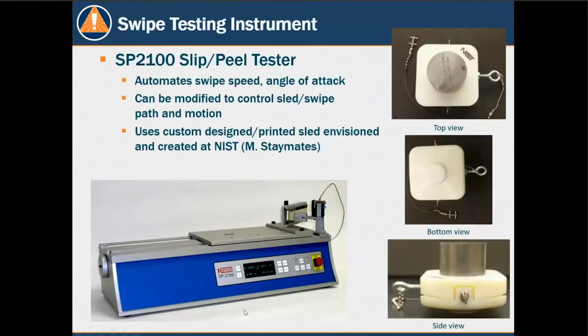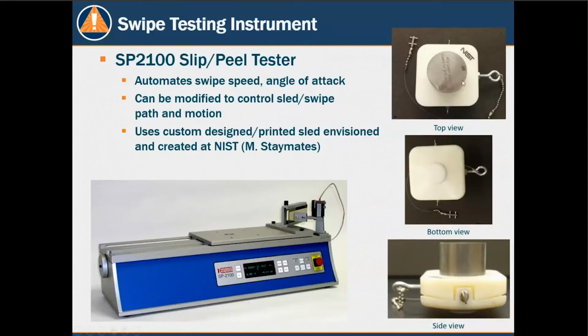Okay, so the slip peel tester that you see right here is less than $10,000. And this was going to be the unit that was used for the contact sampling studies. And what's nice about this is this platform right here moves across the apparatus at a constant speed. We can control the path of the swipe that's going over the surface of this sled, and we can also control the angle of attack. And so we liked this particular apparatus.